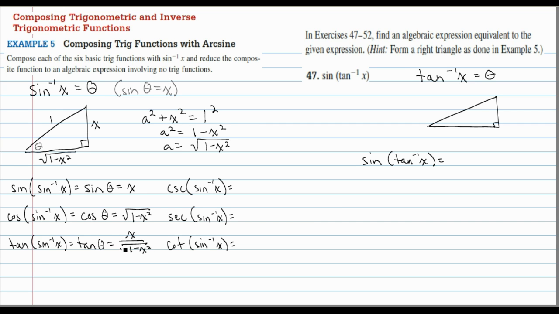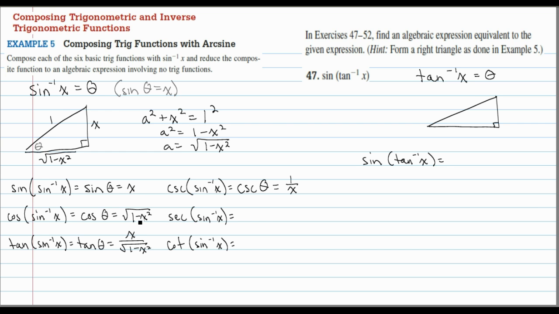I know you're not usually allowed to leave a square root in the denominator, but with an algebraic expression like this, I don't want to worry about that so much. I'm just worried about the fact that you have the algebraic expression correct. The cosecant of the angle whose sine is x, or the cosecant of what we are calling theta, is the hypotenuse over opposite, so that would be 1 over x, or the reciprocal of the sine of theta.